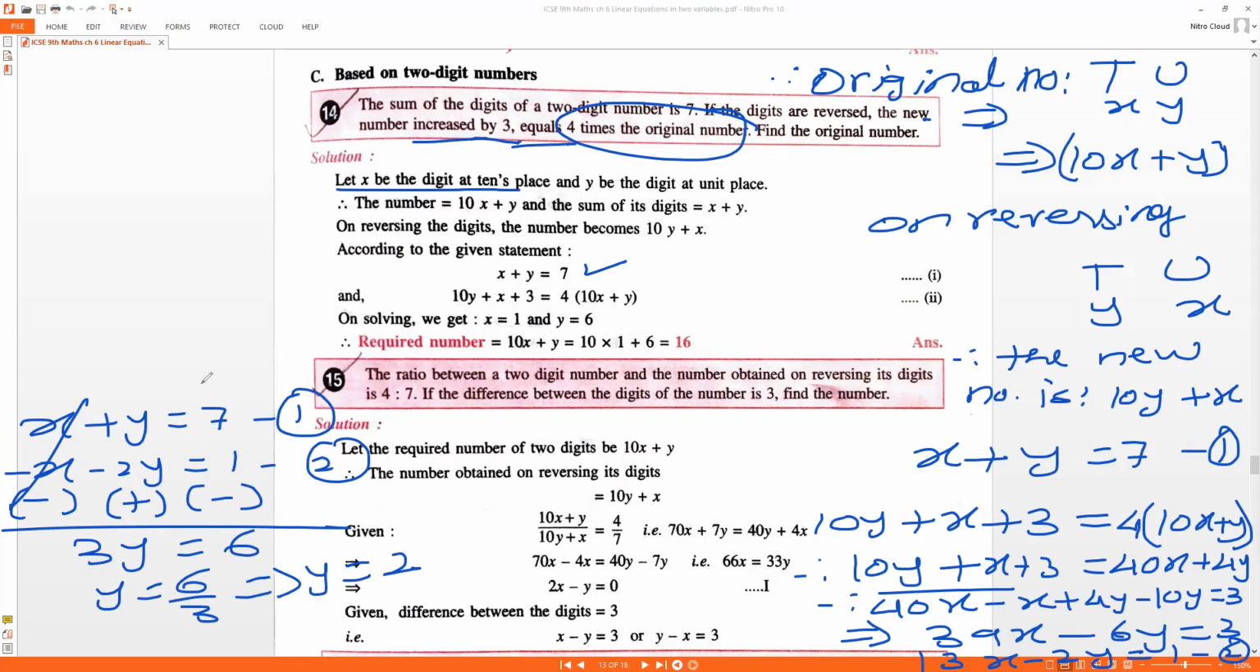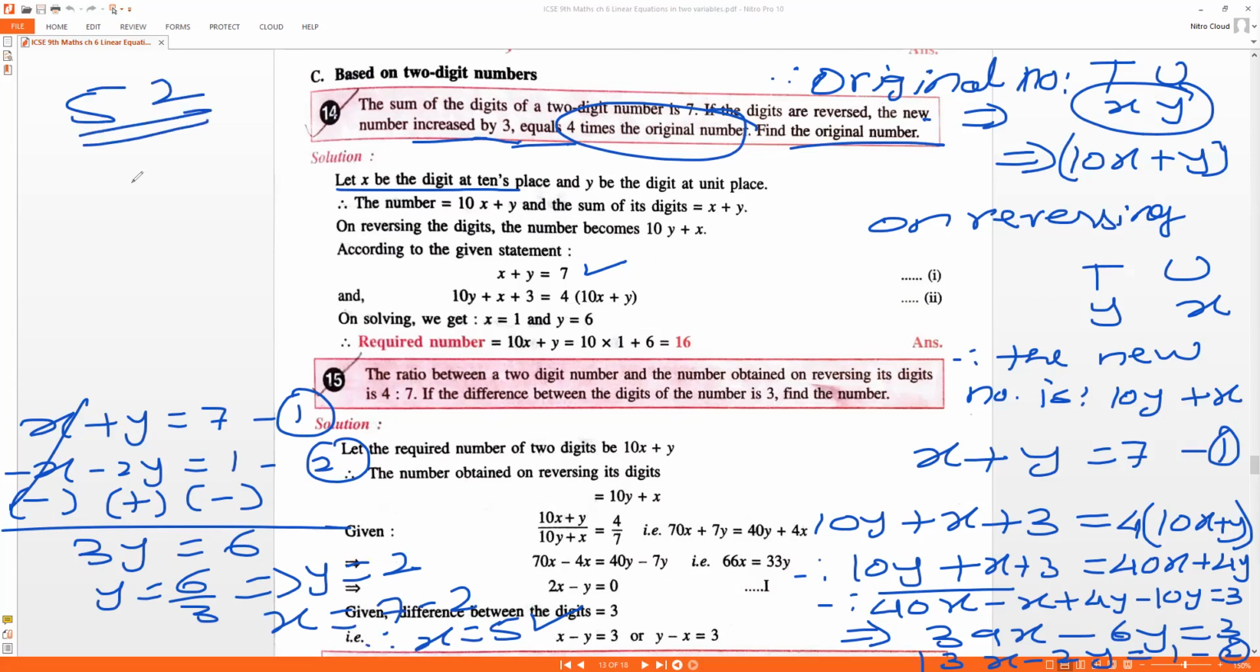If you get y is equal to 2, put it here. That means x is equal to 7 minus 2. So x will be 5. So these are the digits. Find the original number. What is the original number now? y is 2 and x is 5. So the answer is 52.